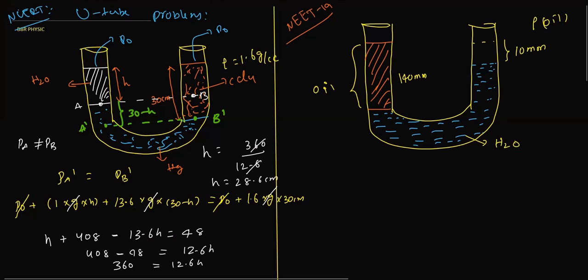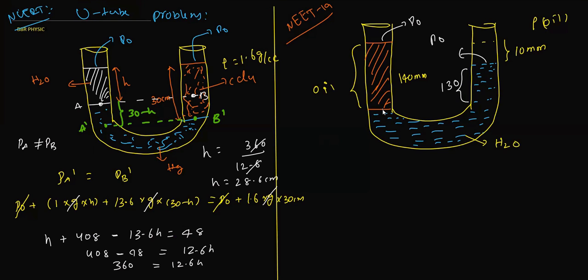See, if you observe carefully here, this total is 140 mm. This is 10, so this should be how much? It's very clear, sir: 140 minus 10 is nothing but 130. Since it is open to the atmosphere, this pressure is P0, and this pressure is also P0. If you observe, pressure at these 2 points is not equal. Though these are on a horizontal line, pressure is not equal, because this is oil and this is water.